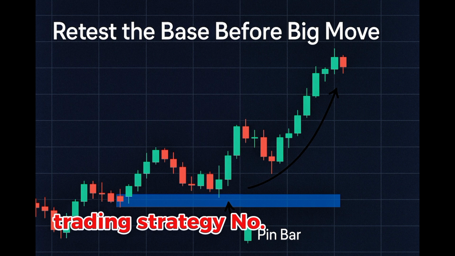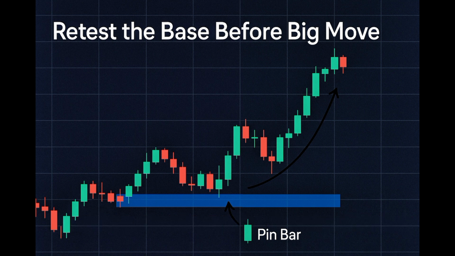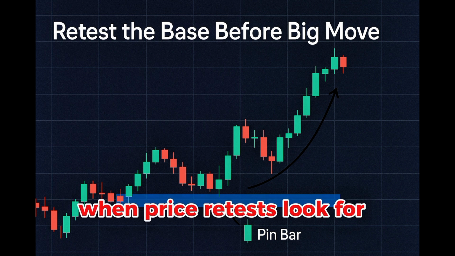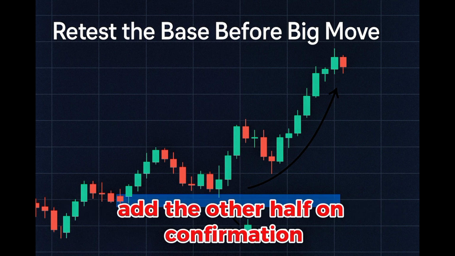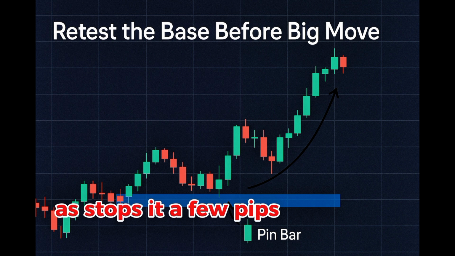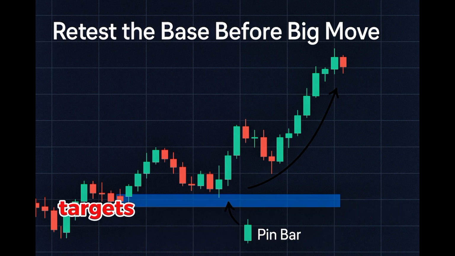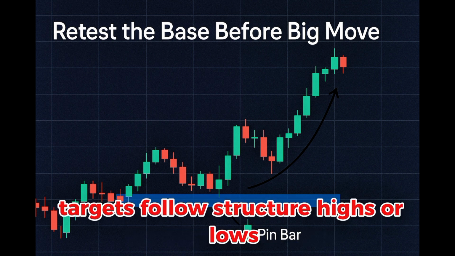Trading strategy number 2, retest entry. After the breakout, set an alert at the outer edge of the base. When price retests, look for a rejection wick or bullish or bearish engulfing candle. Enter with half risk on the wick touch, add the other half on confirmation. Stops sit a few pips beyond the far edge of the base, targets follow structure highs or lows.